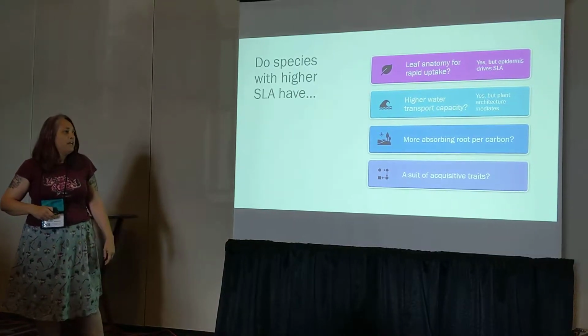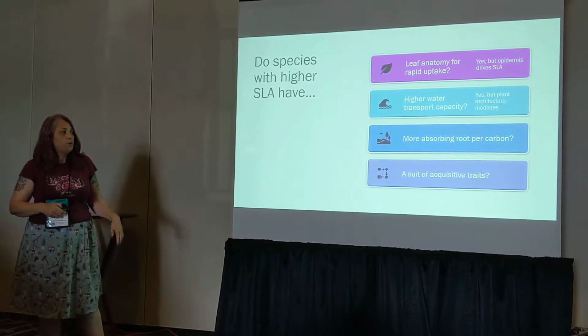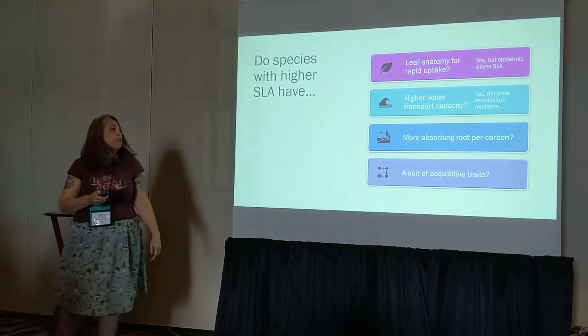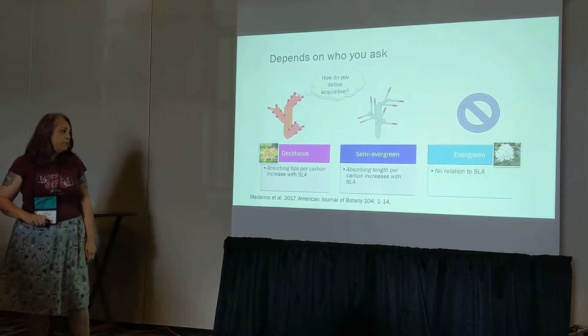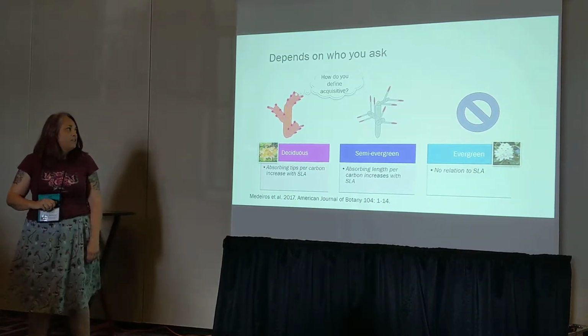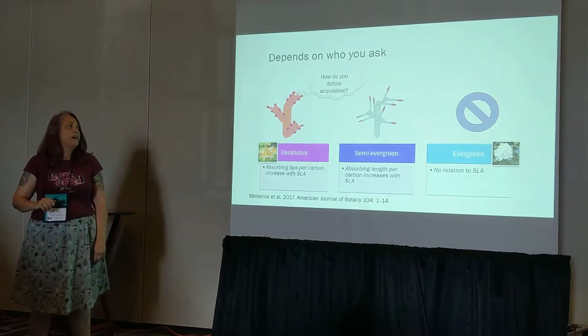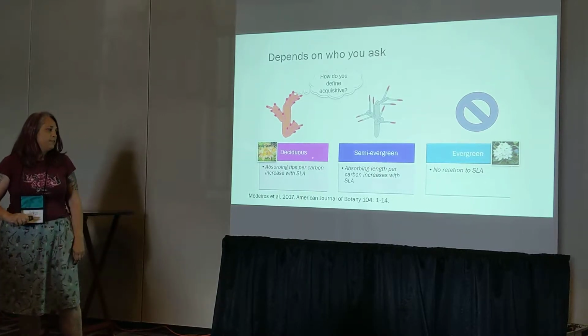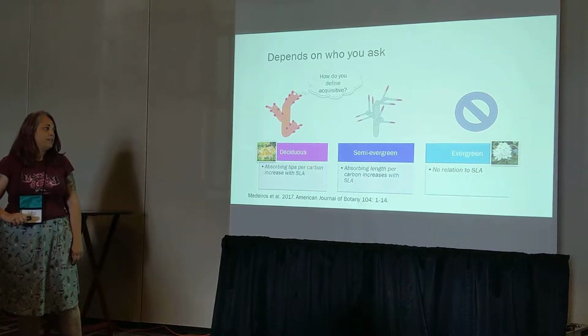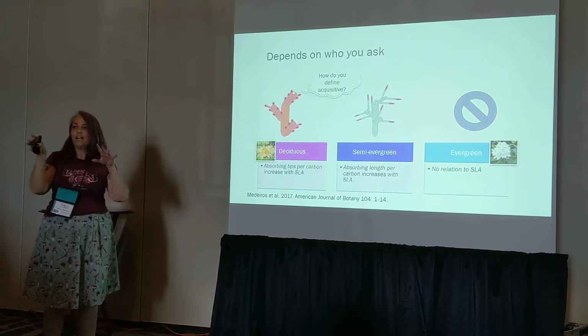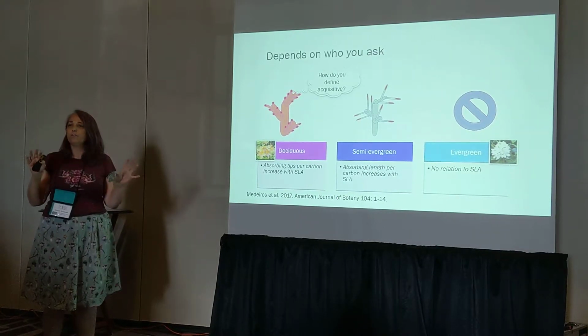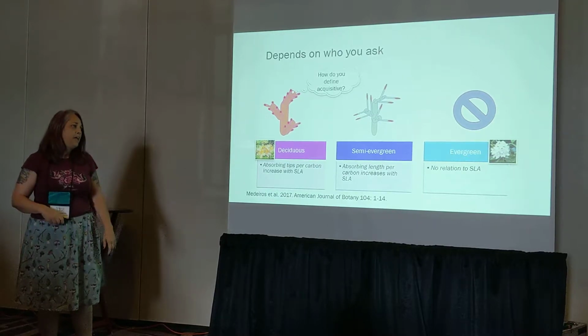All right, so now let's look at our root data. Do acquisitive species have more absorbing roots per carbon? This was a paper that was in American Journal of Botany in 2017. And the answer really depends on who you ask. Deciduous species had a lot of absorbing tips per unit carbon as SLA increased. In other words, they had a lot more little ends of their roots when they wanted to go fast.